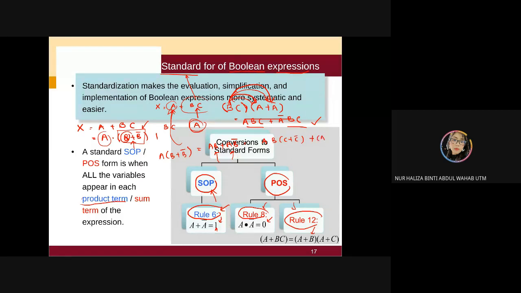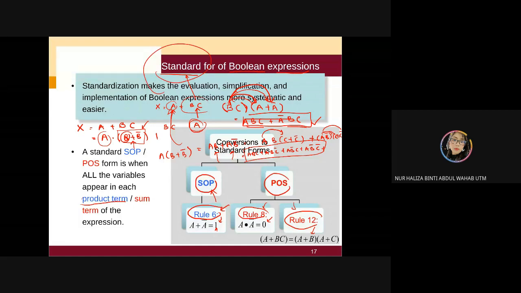So I'm going to multiply AB and AB bar with C plus C bar. From here, I'm going to get ABC plus ABC bar plus AB bar C plus AB bar C bar. So I have the full version of three variables. I combine it together and I get the standard version of my SOP Boolean expression.